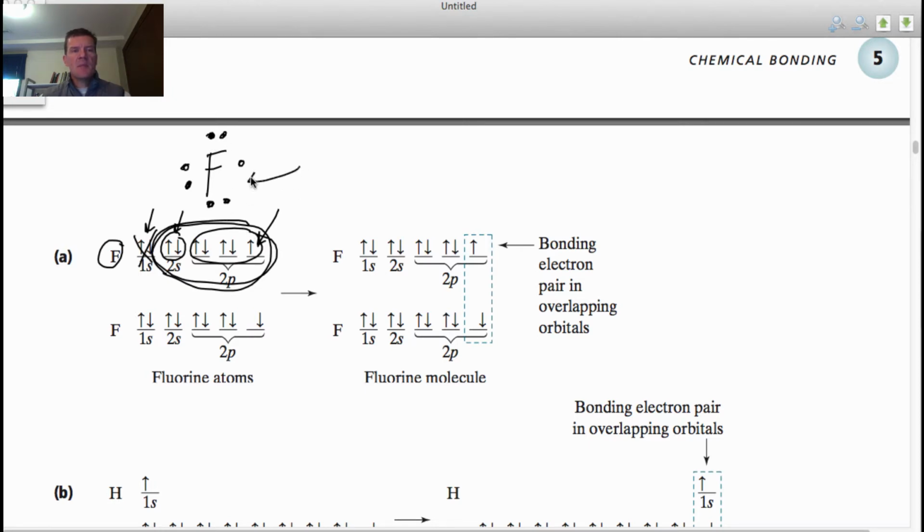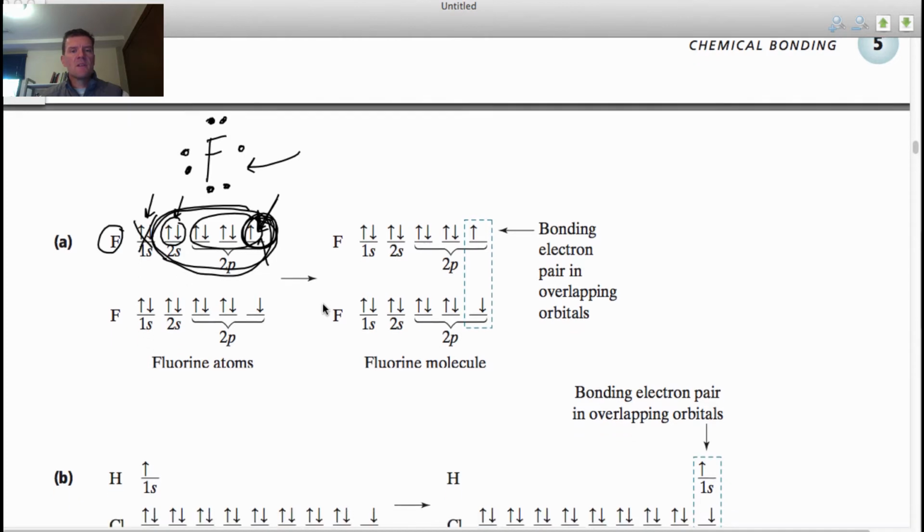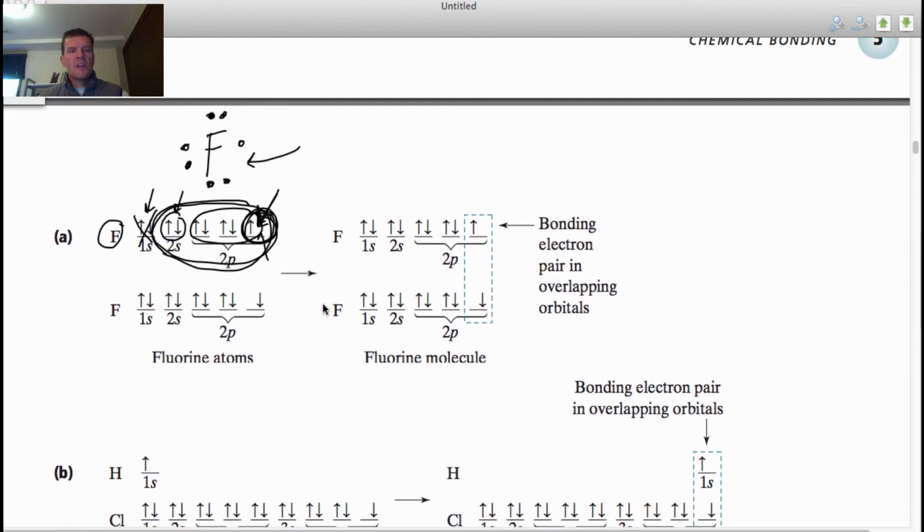Notice there's an empty space right there. That's because it has one more spot in that 2p orbital where it could take another electron. All right? So what happens if another fluorine comes along? Another fluorine that has the same configuration, and it has 1, 2, 3, 4, 5, 6, 7 outer electrons, valence electrons as well, and if they bump into each other, they might say, you know what, let's make a deal.